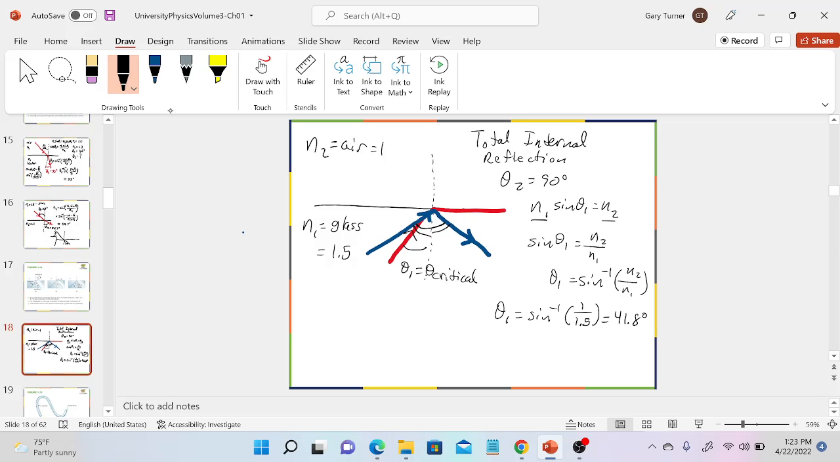So that is some examples of Snell's law and the issue of total internal reflection.